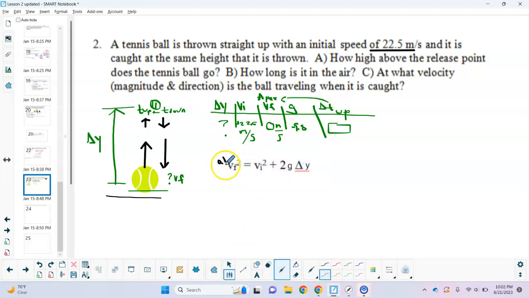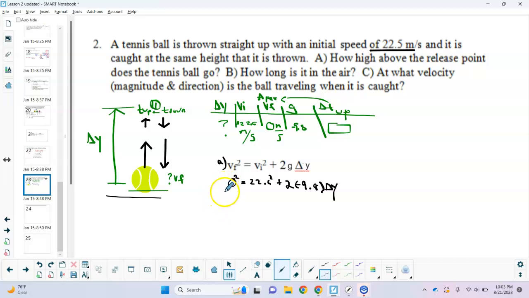So that's A. Plugging in the final velocity at the highest point, the apex, is 0. So 0 squared is just 0. This is going to be 22.5 squared. And then I'm plugging in plus 2 times negative 9.8. Make sure you put the negative in. If you don't, you're going to get different values than what you should. And then delta y is what we're looking for. So I'm going to do this math and get it all set up.